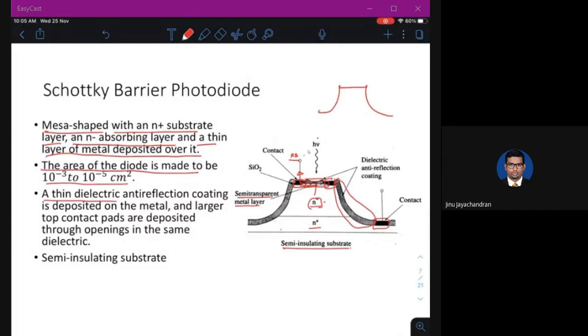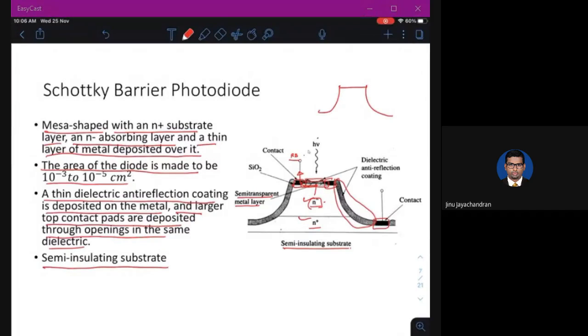A thin dielectric anti-reflection coating is deposited on the metal, and larger top contact pads are deposited through the openings in the same dielectric. And the substrate is semi-insulating. So this is basically the construction of the Schottky barrier photodiode. There's a mesa shaped N plus substrate layer, there's a semi-transparent metal, there's an absorbing N minus layer, and there is an N plus substrate layer.